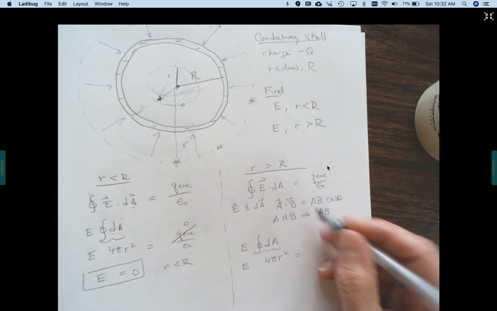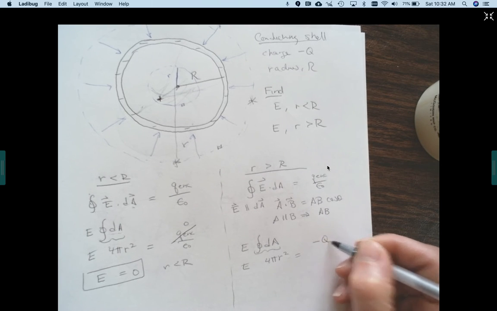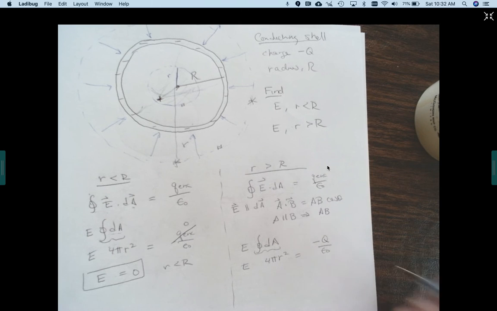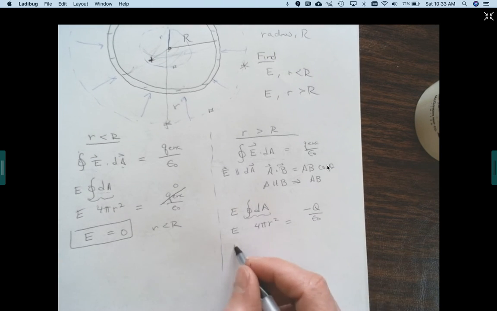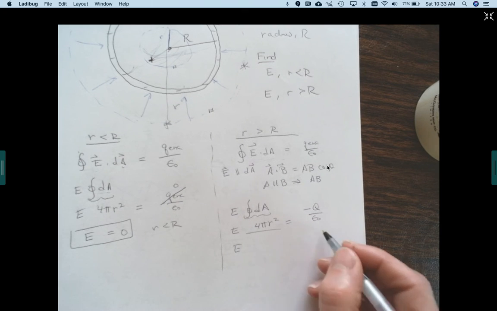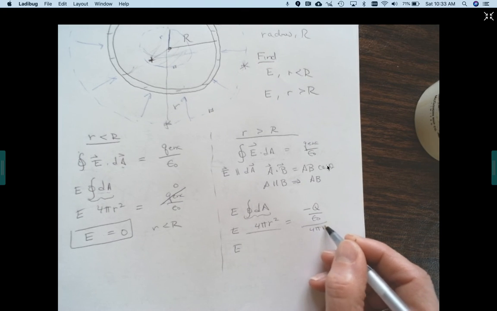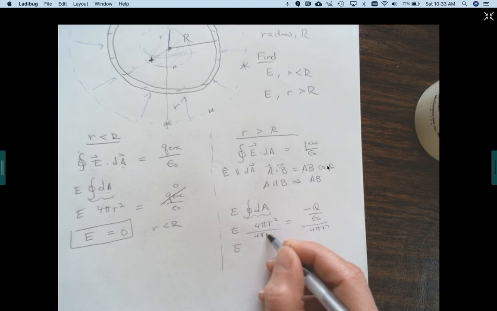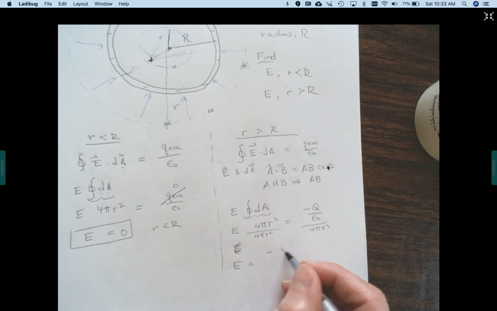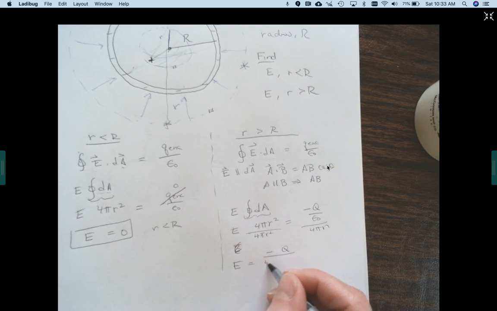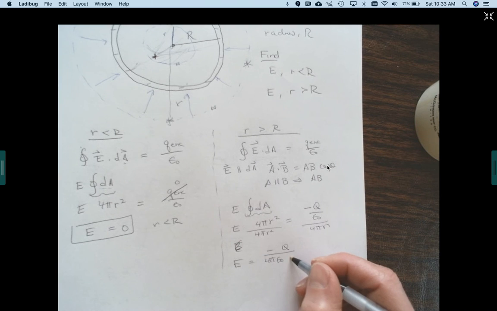Okay, and my enclosed charge now is negative Q over epsilon naught. So we're almost there now. We can solve for the electric field, divide by 4 pi r squared. So I get the electric field is negative Q over 4 pi epsilon naught r squared.